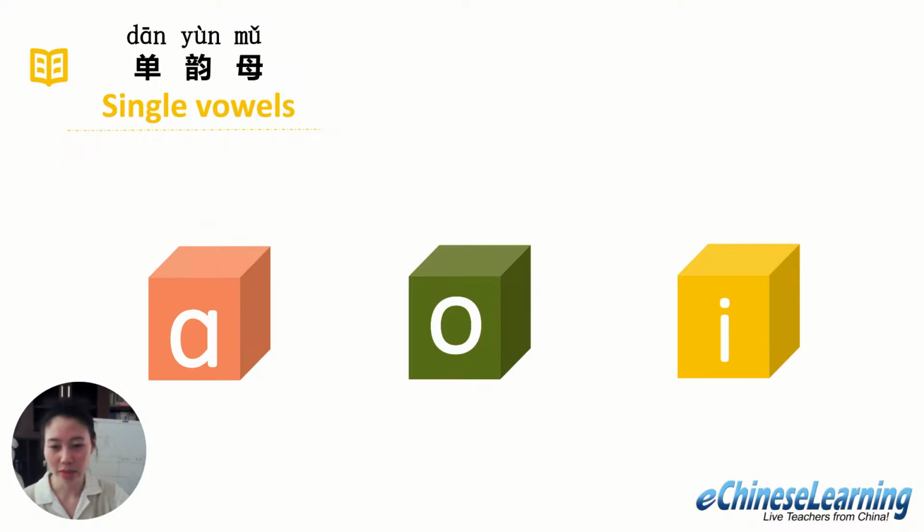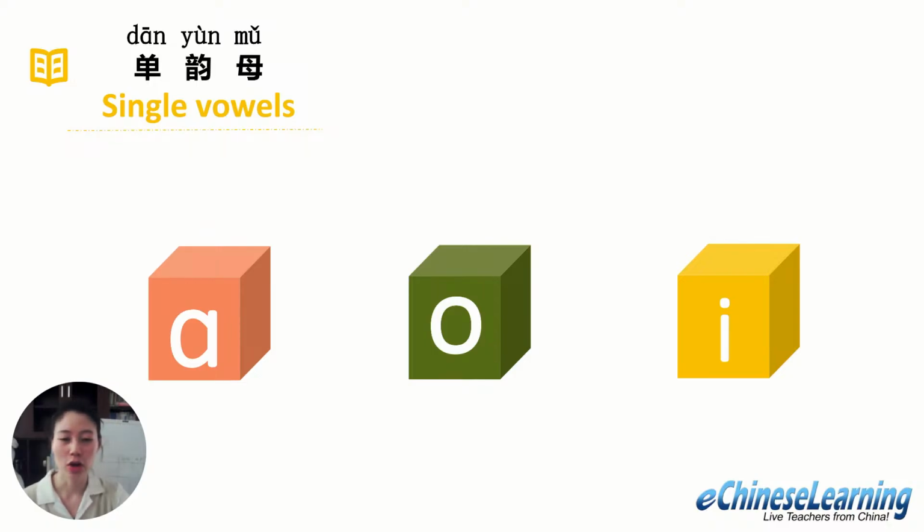Next one, O. In English we say O, but in Chinese it's a little bit different. In Chinese we pronounce it like O, O. It's kind of short, and the shape of your mouth should be round, like O, O. That would be the pronunciation for this O.